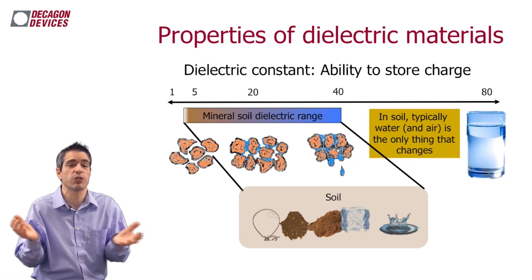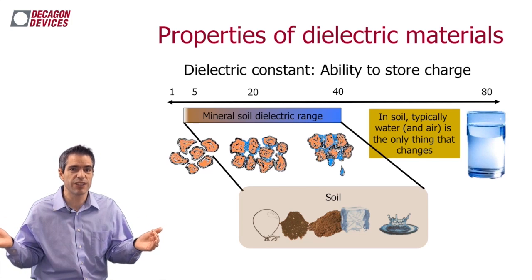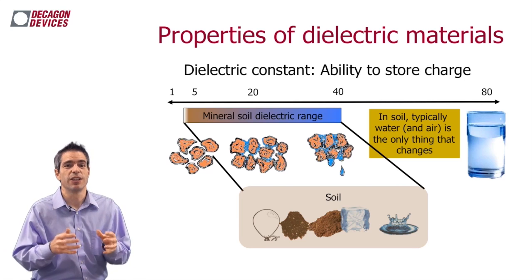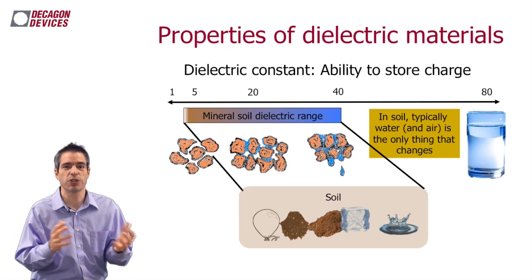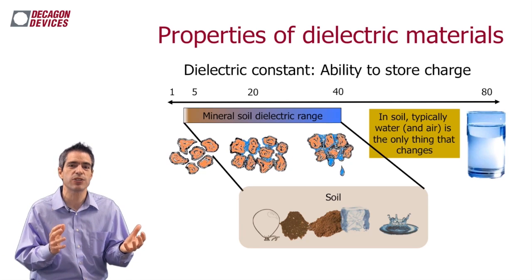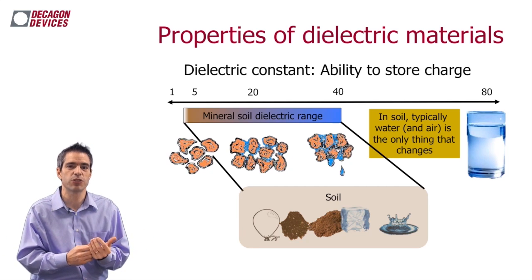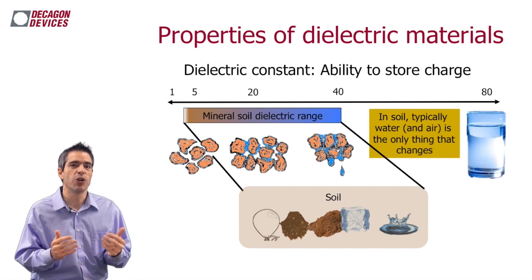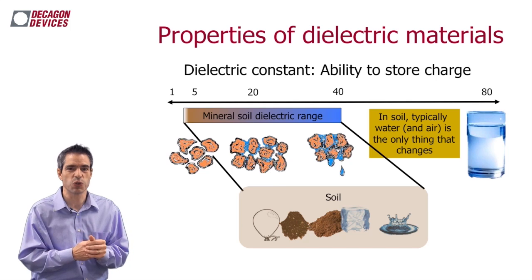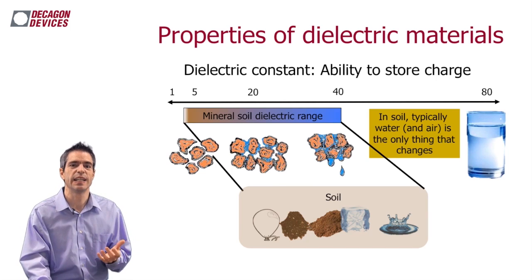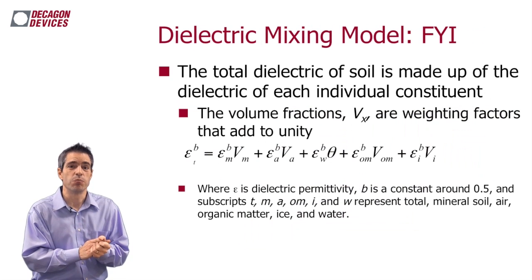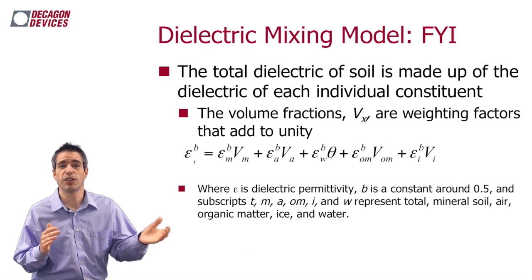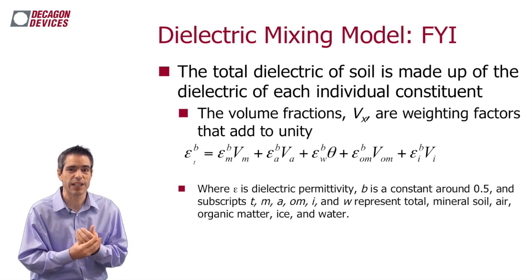And since air stores almost no charge on this continuum, and water stores the bulk of all the charges in that soil, if we measure the change in this charge storing capacity, or the change in the dielectric permittivity of that soil, we can infer something about the amount of water in the soil. And that idea caught hold across the science back in the mid-70s, and we'll talk about that in a minute.